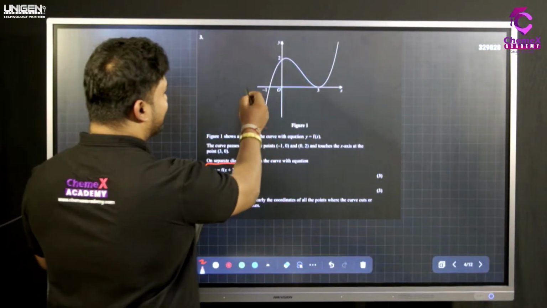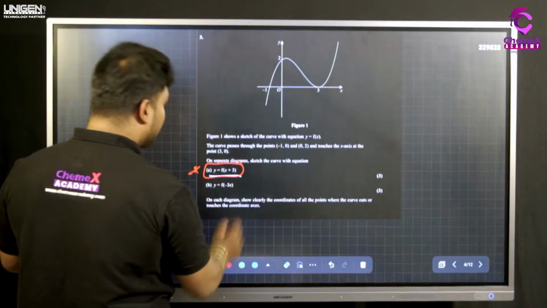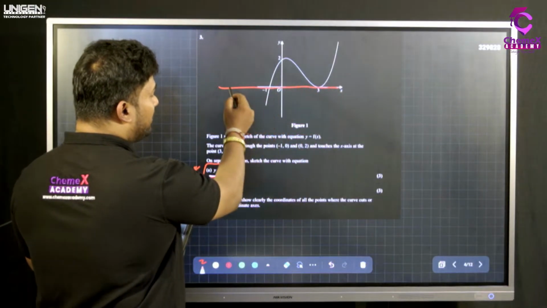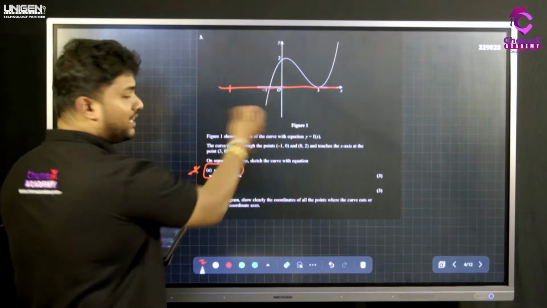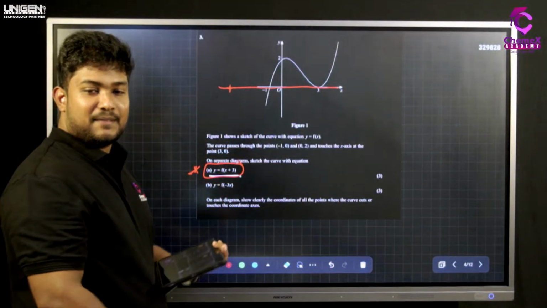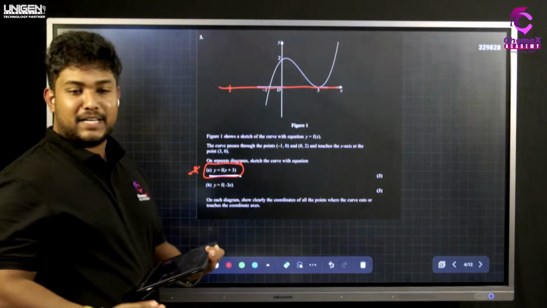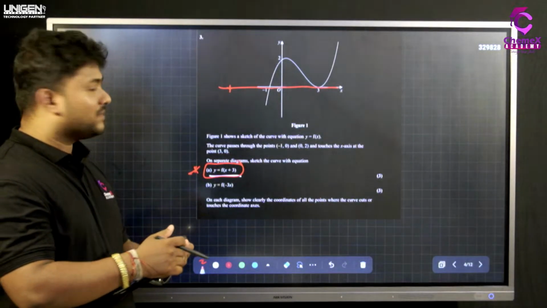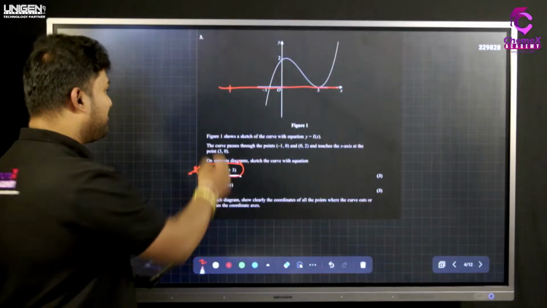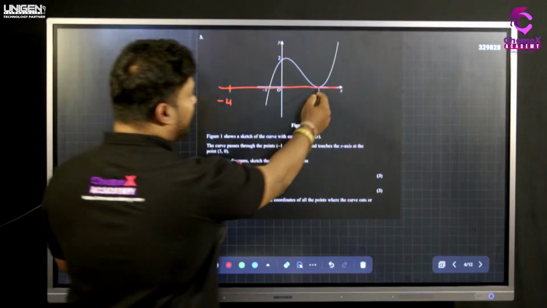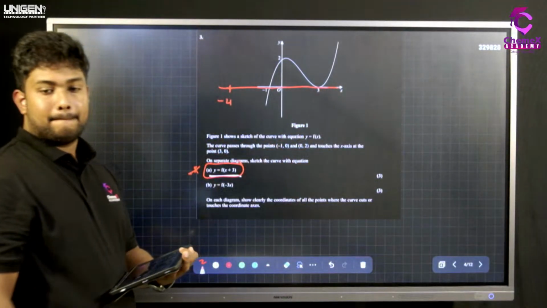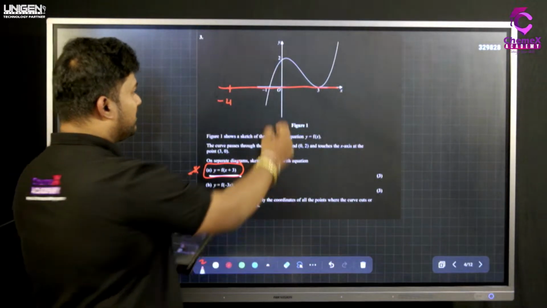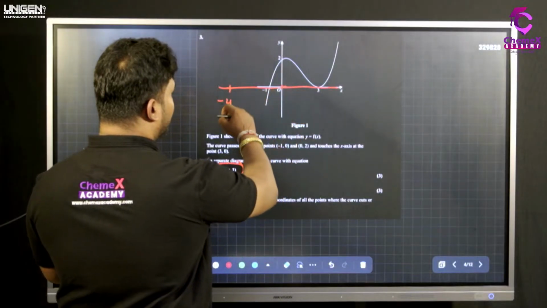So I'll just sketch on this plane itself so it's clear for you. Minus 1 will become what? Minus 4. Minus 1 minus 3 is minus 4. Okay. 3 will become what? 0. Yes, 0. So how will your graph go then?